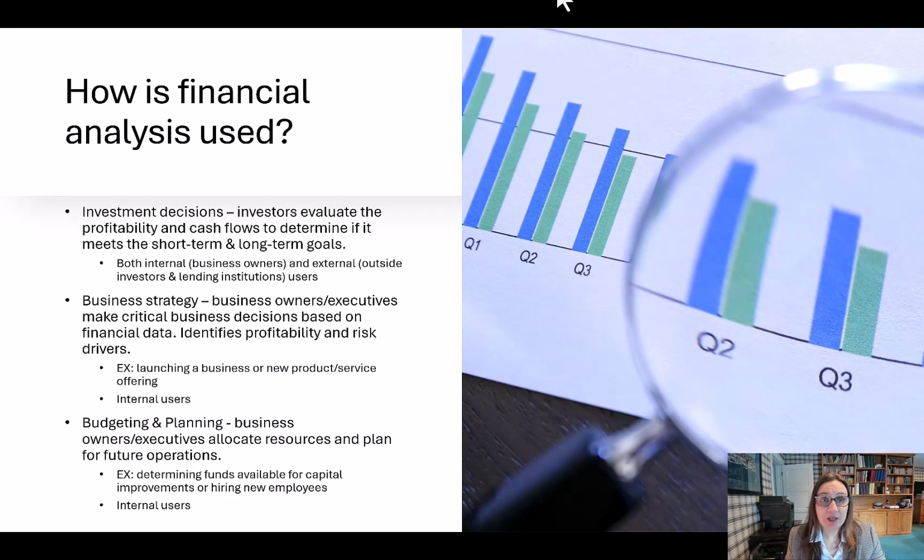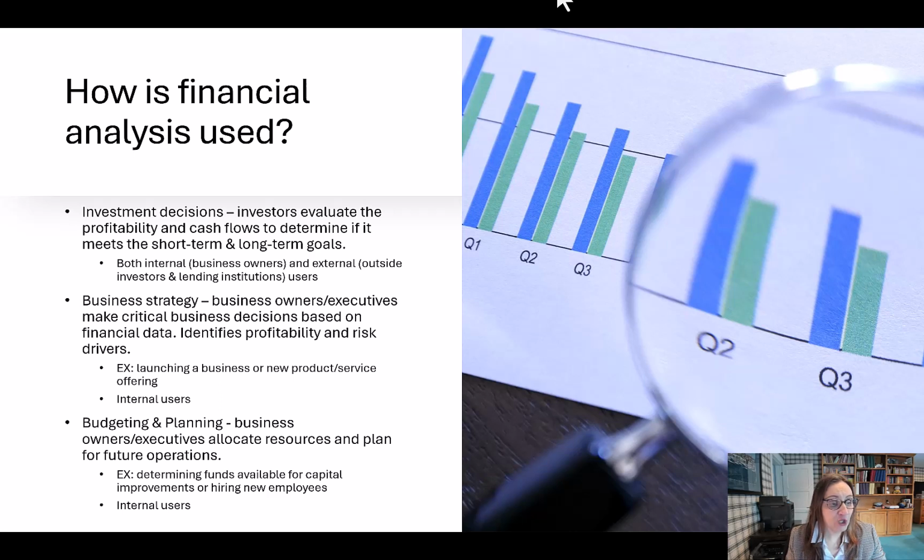Now that we know what it is, how is it used? The 3 main ways financial analysis is used are for investment decisions, business strategy, budgeting, and planning. For investment decisions, investors are going to evaluate the profitability and cash flows to determine if it meets short-term and long-term goals.